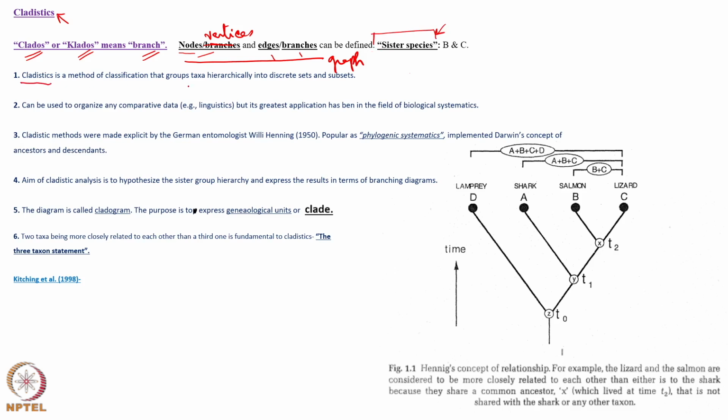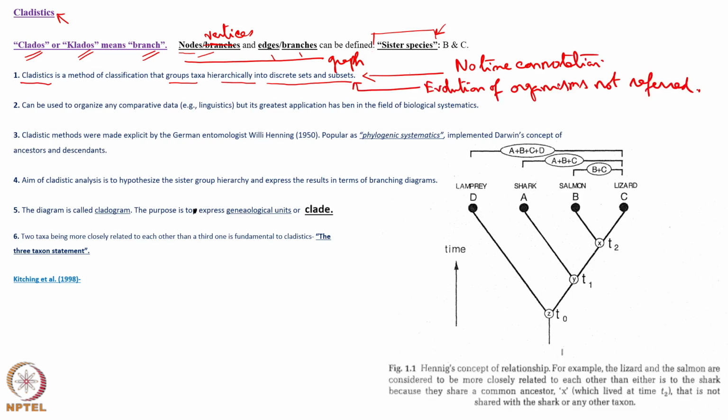We will see them in the course of study. Cladistics is a method of classification that groups taxa hierarchically into discrete sets and subsets. So, in this definition there is no time connotation. In this definition there is no discussion on the evolution of organisms. Let us read the definition again. Cladistics is a method of classification that groups taxa hierarchically into discrete sets and subsets. So, there will be a set of taxa, and within that there will be different subsets of taxa.